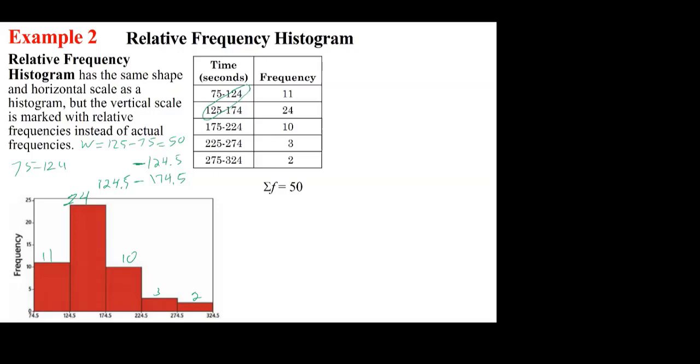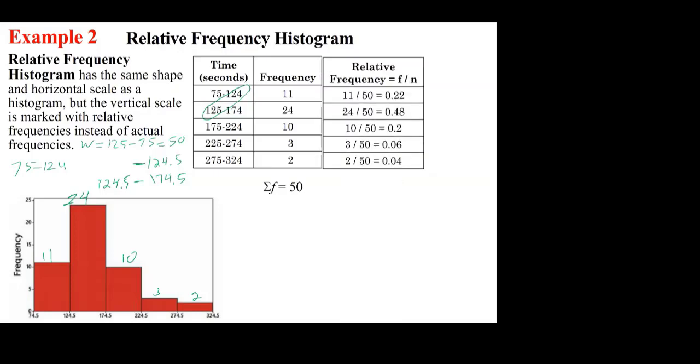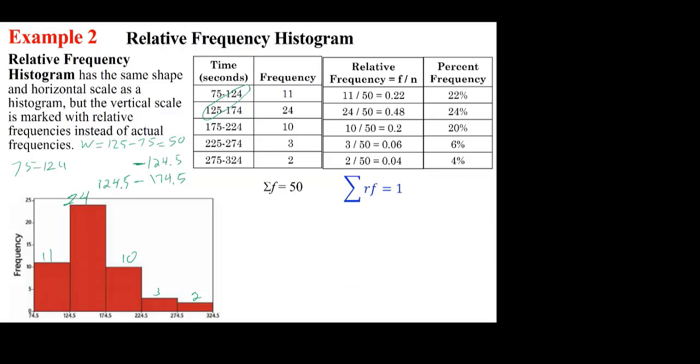Now, relative frequency is defined as frequency divided by total size. So the relative frequency for the first class would be 11 divided by 50. The next one would be 24 divided by 50, and so on. We remember that. I think this question was done already. And remember, the relative frequency must add up to 1 or 100%. So this must add up to 100%, or we've made a mistake.